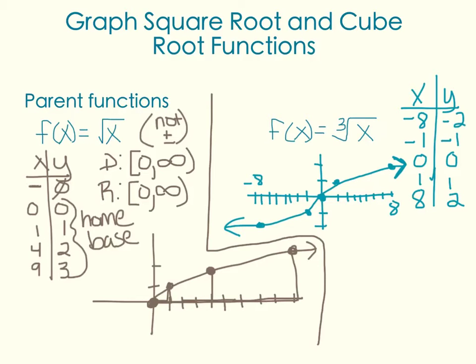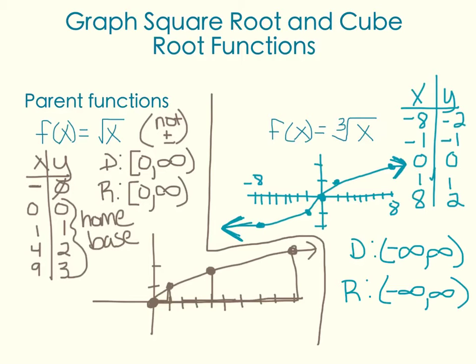For cube roots, though, the domain is going on forever in both directions. So all real numbers, negative infinity to infinity. And then the range is the same thing. It's going down slowly, but it's always going down, and it's also always going up. So the range is also all real numbers.